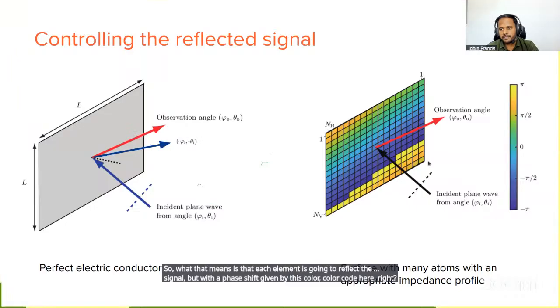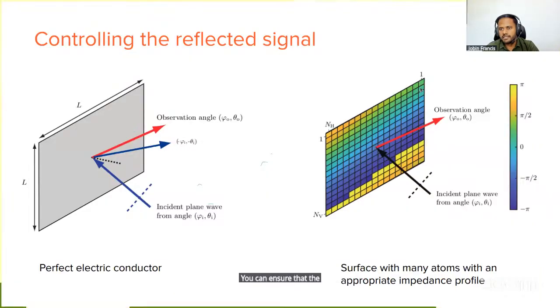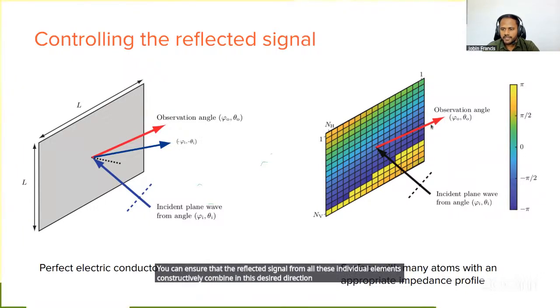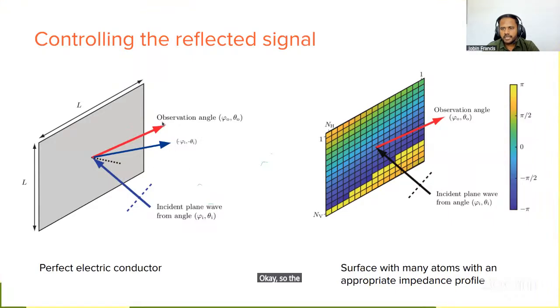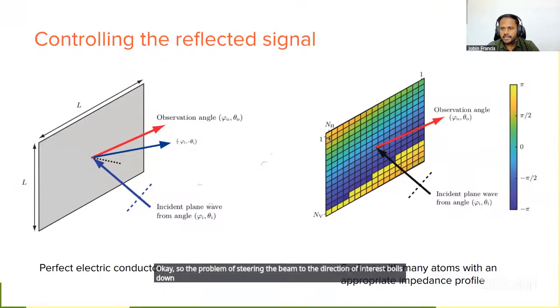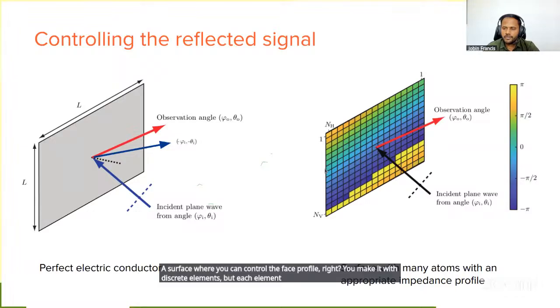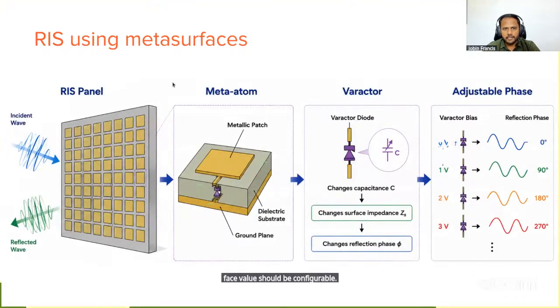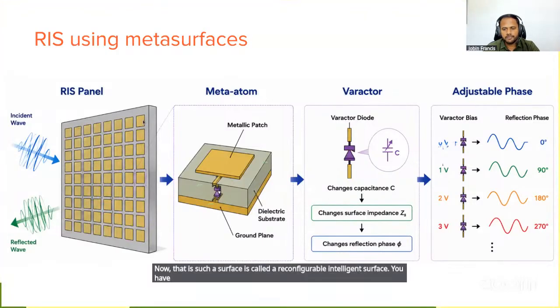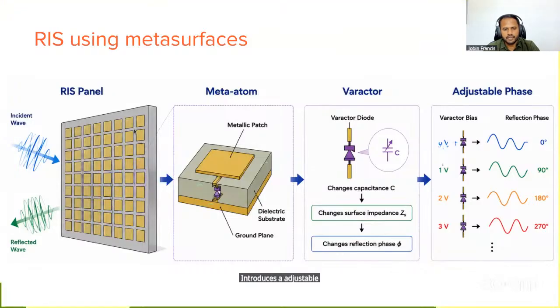Now, if you configure these elements with appropriate phases, you can ensure that the reflected signals from all these individual elements constructively combine in the desired direction that you want. So the problem of steering the beam to the direction of interest boils down to a surface where you can control the phase profile, right? You make it with discrete elements, but for each element, the phase value should be configurable. Such a surface is called a reconfigurable intelligent surface. You have these small atoms here, each of which introduces an adjustable phase for the reflected wave.